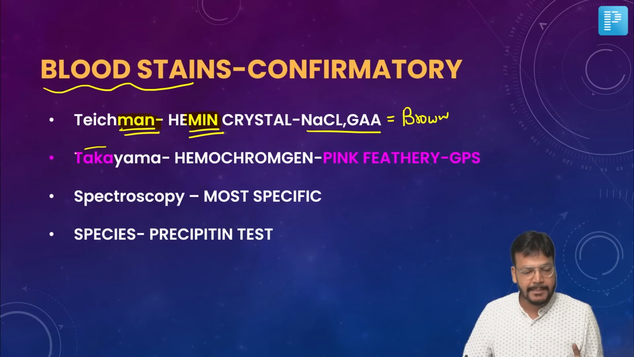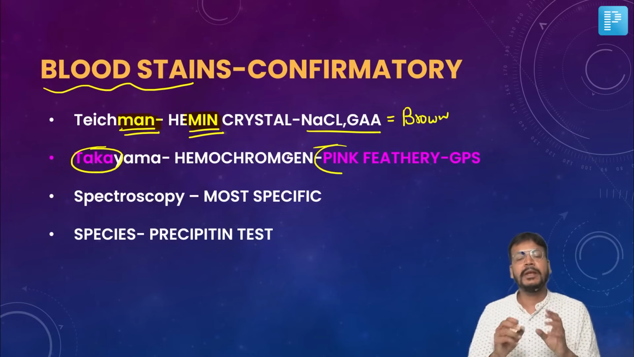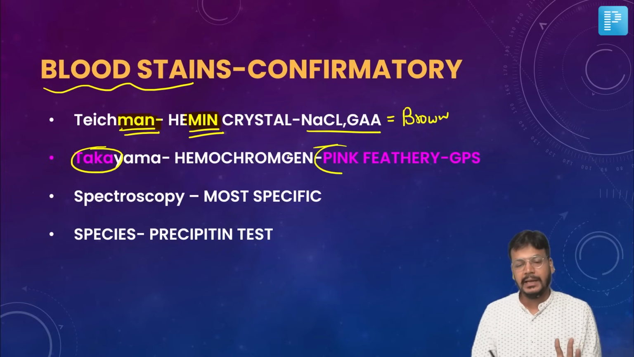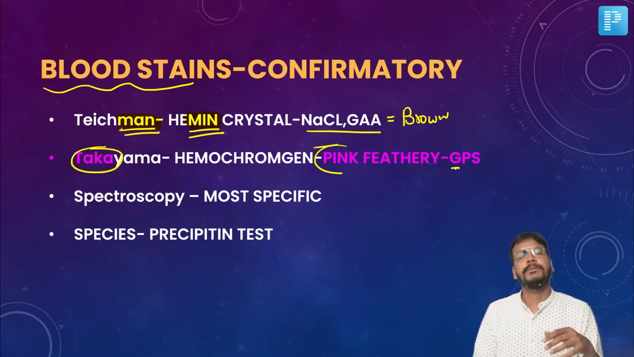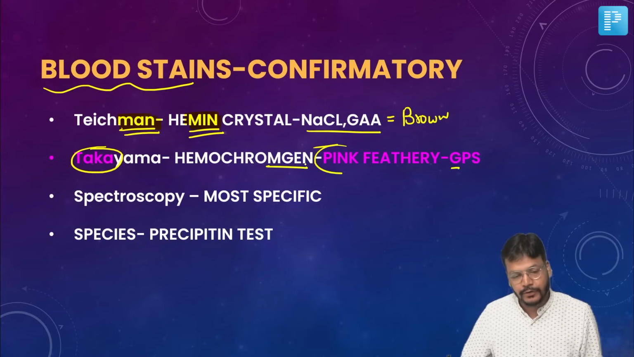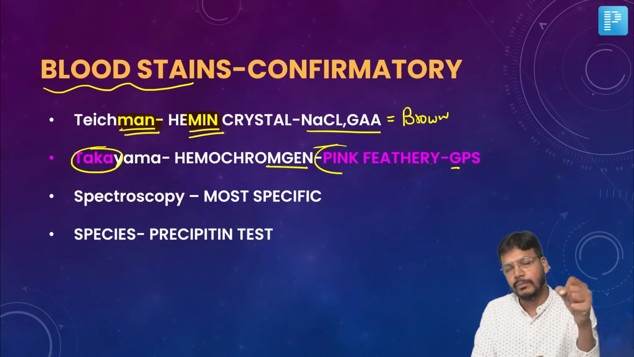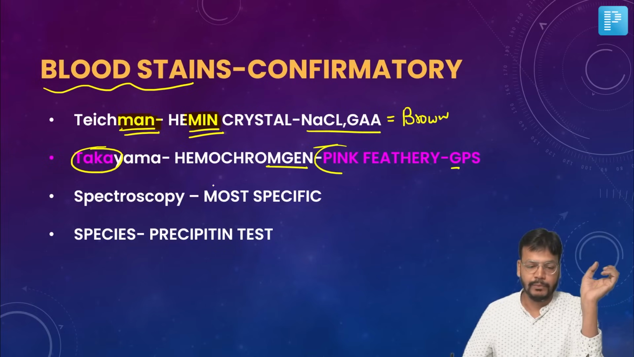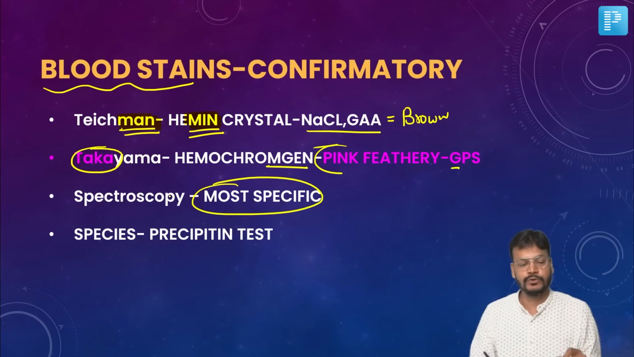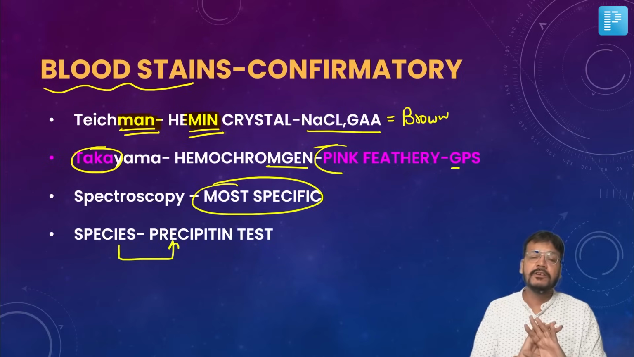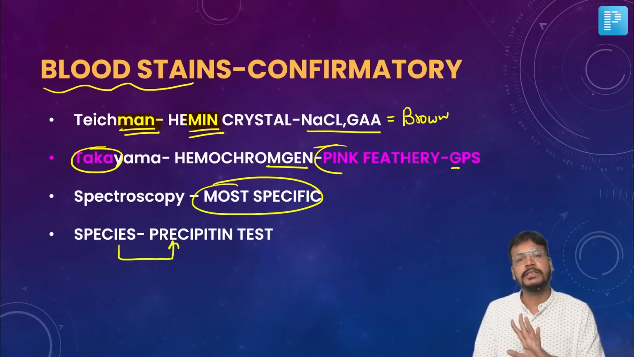Sir, Takayama, which color is Takatak? Pink feathery color is Takatak. And here we use GPS. What is GPS? Glucose, pyridine and sodium hydroxide. But sir, here is the formation of hemochromogen. Imine Teichmann, hemochromogen, it is Takayama. A more specific test for blood stain is spectroscopy. For species, this question is very important. For species of blood, for species of hair, for species of bone, we do the precipitin test.